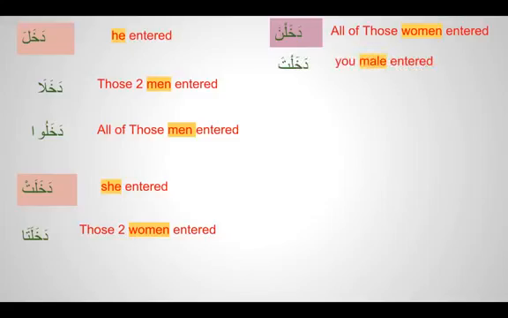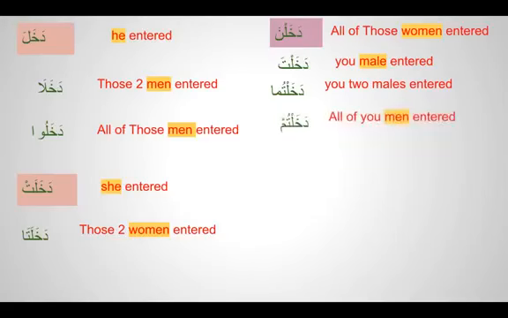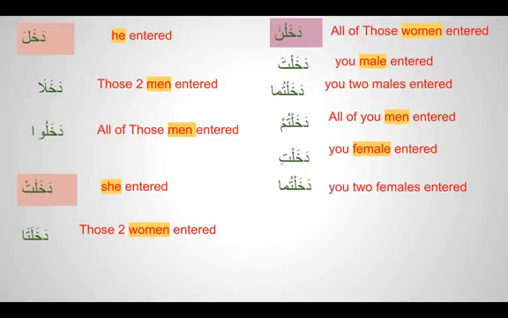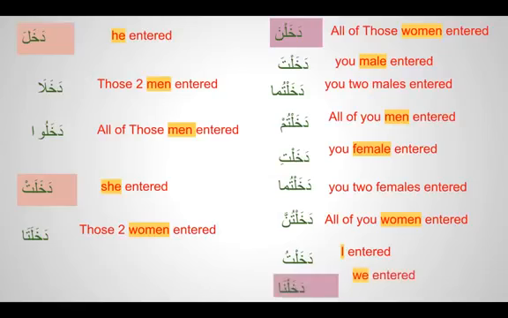You male entered. You as a male, dakhalta. You two males entered, dakhaltuma. All of you men entered, dakhaltum. You female, you entered, dakhalti. You two females entered, dakhaltuma. All of you women entered, dakhaltunna. I entered, dakhaltu. We entered is dakhalna. So inshallah, writing and practice will be very helpful, inshallah.